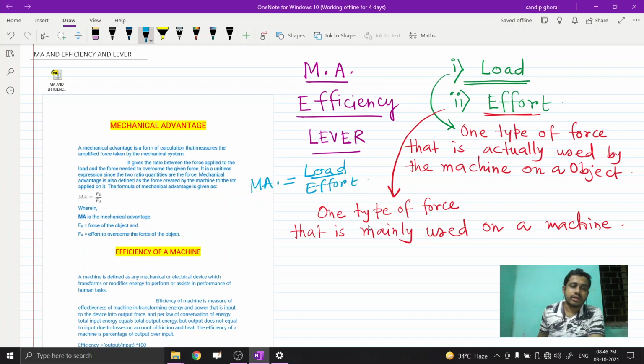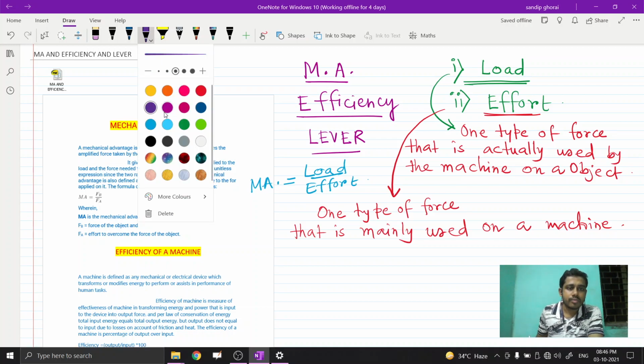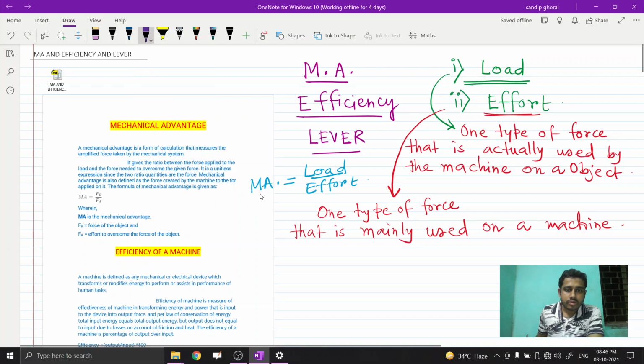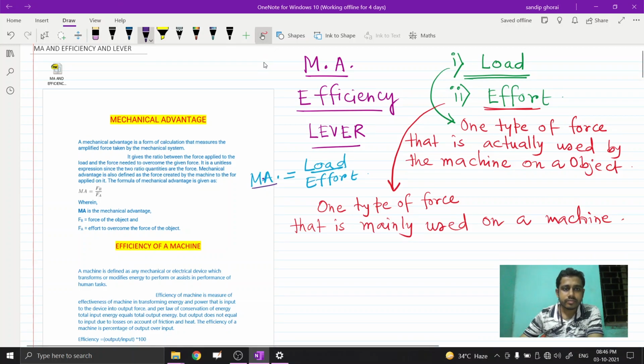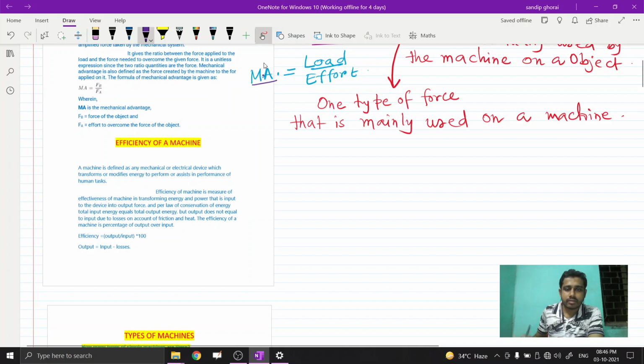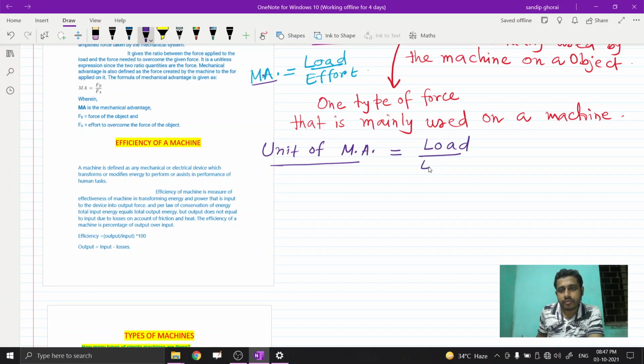Okay, so that means it is the ratio of two forces. Load is one type of force and effort is also one type of force. So if we want to know the unit of mechanical advantage, we can say the unit of MA is load upon effort.